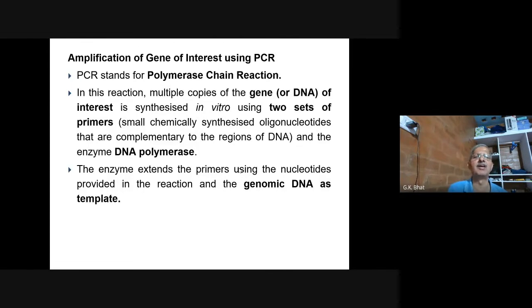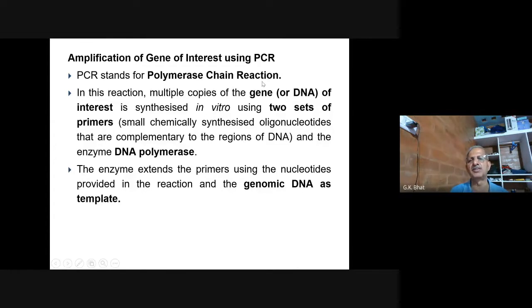PCR stands for polymerase chain reaction. Why is it done? It is just to amplify the gene of interest. We want to get more copies of the gene of interest, thousands of copies from whatever we get. This is what we want, so that it becomes easy for us to notice whether that particular gene is there or not.